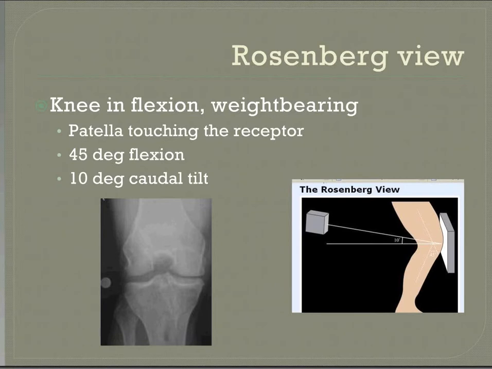So the actual definition of a Rosenberg view is in 45 degrees of flexion with a 10-degree caudal tilt of the beam. People with osteoarthritis might find, if you're doing a uni, with your weight bearing on one leg... Yeah, so this is not part of our protocol, it's just that it's occasionally requested. They'll just stand on both legs. Yeah.